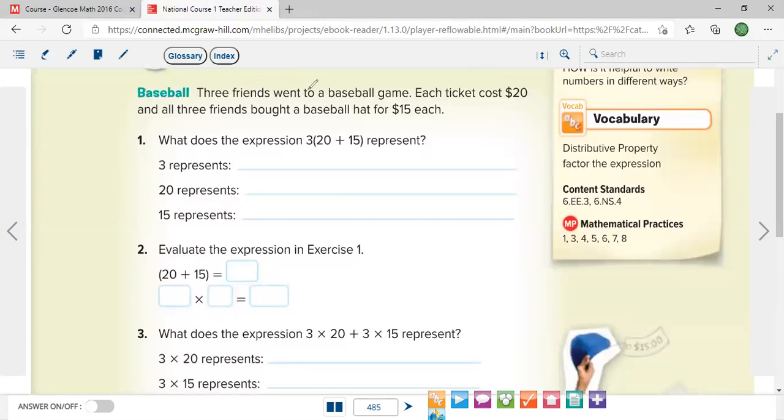Three friends went to a baseball game. Each ticket costs $20, and all three friends bought a baseball hat for $15 each. What does the expression 3 parentheses 20 plus 15 represent?